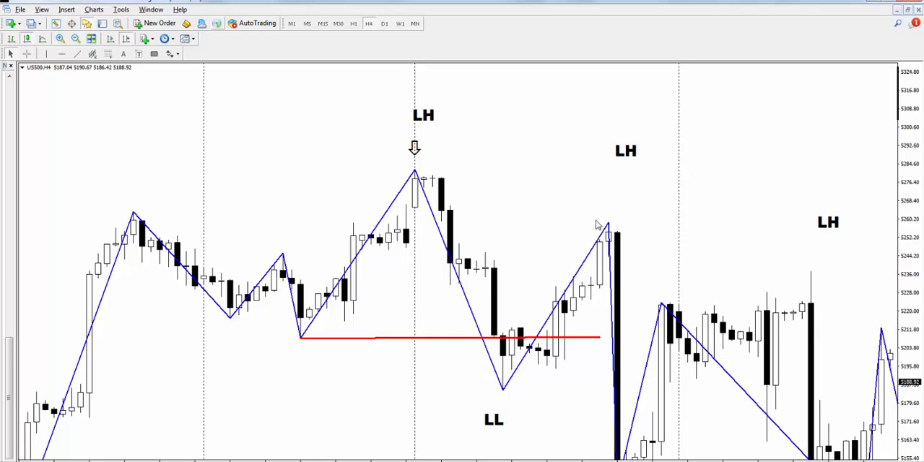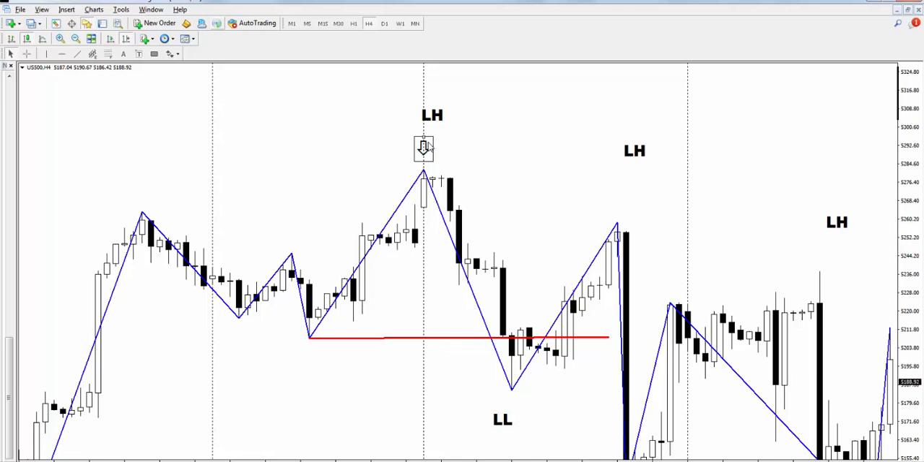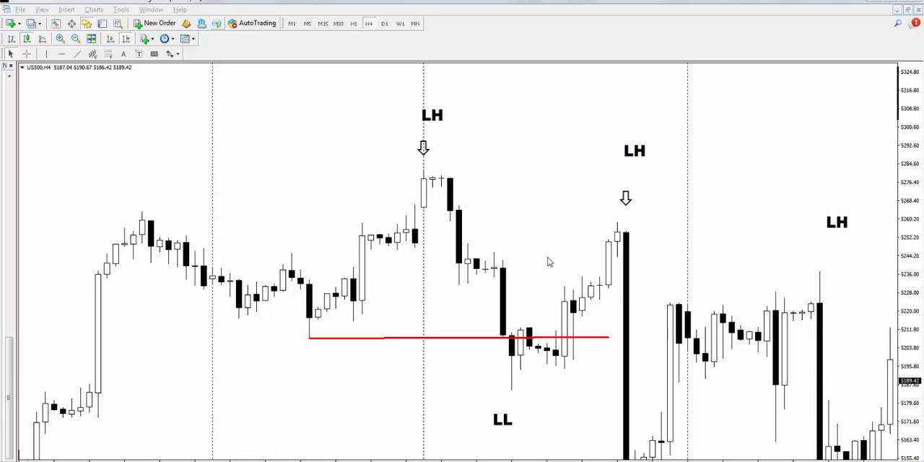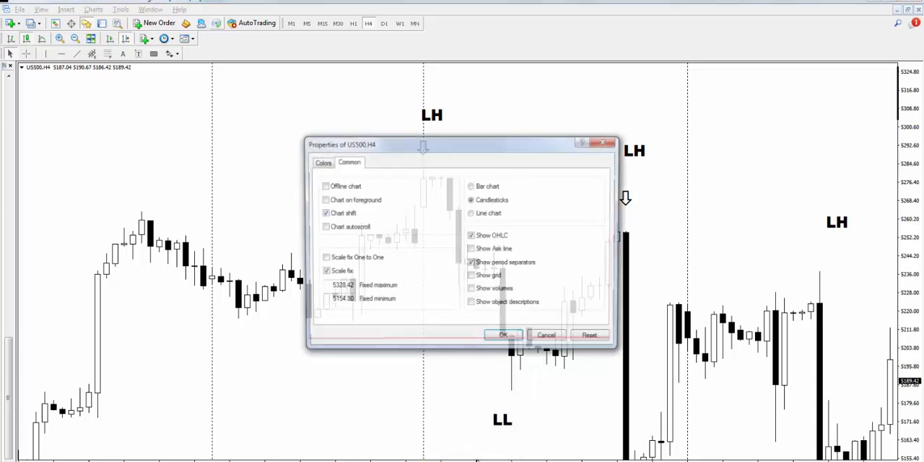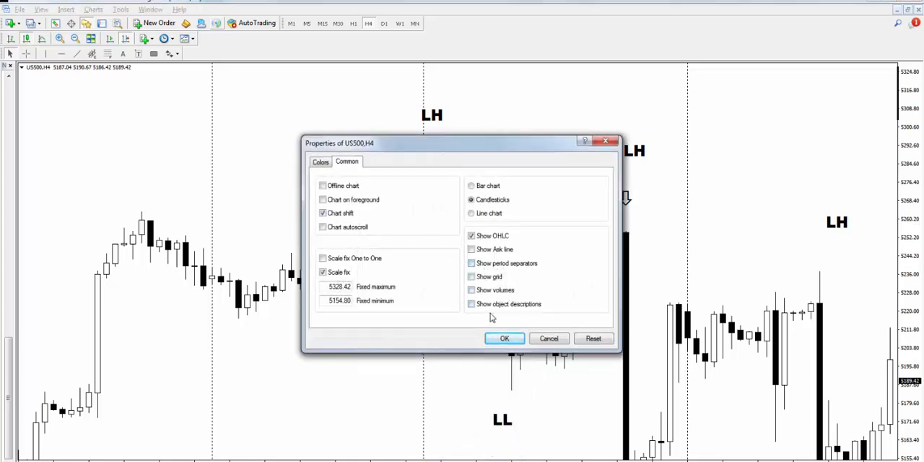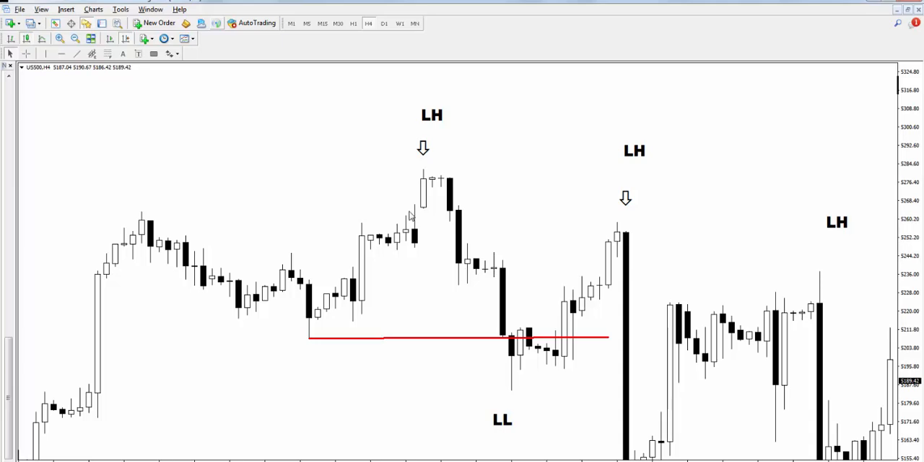So how do we find this level? And let me put the arrow here. How do we find that level to take a sell trade? I've taken a zigzag indicator off to allow us to see price a little bit more clearly, and I'm going to take out the period separators as well.